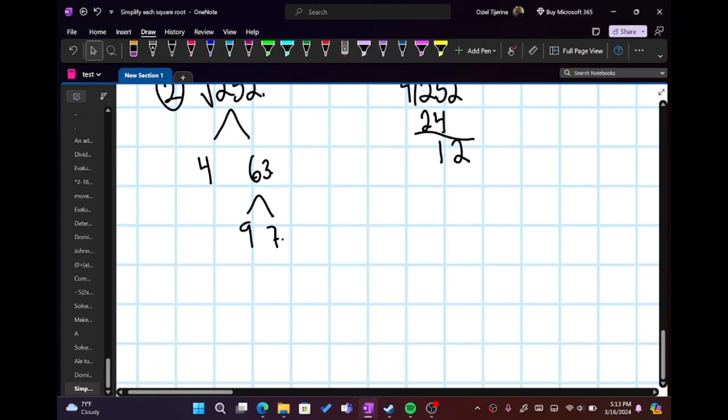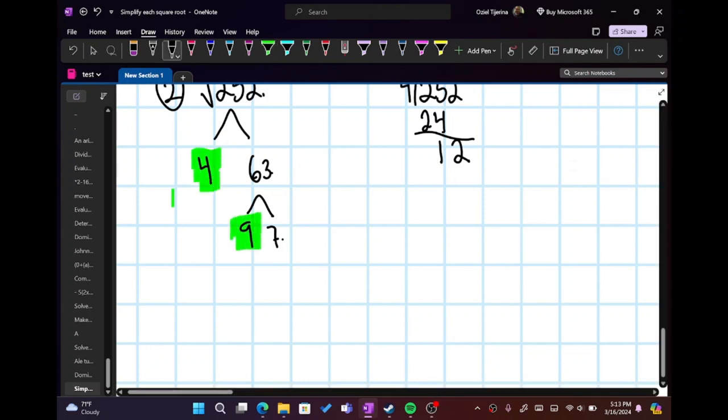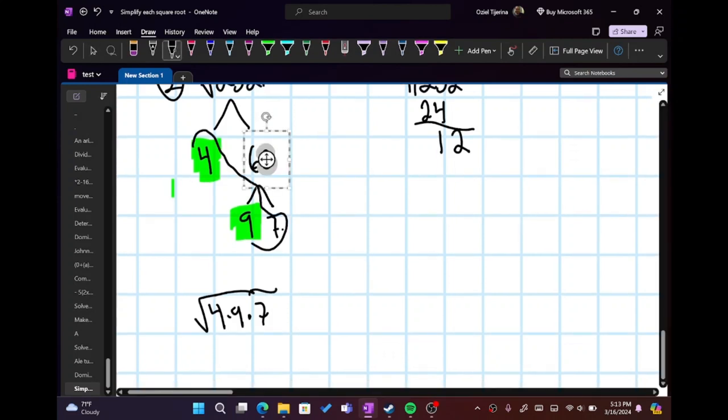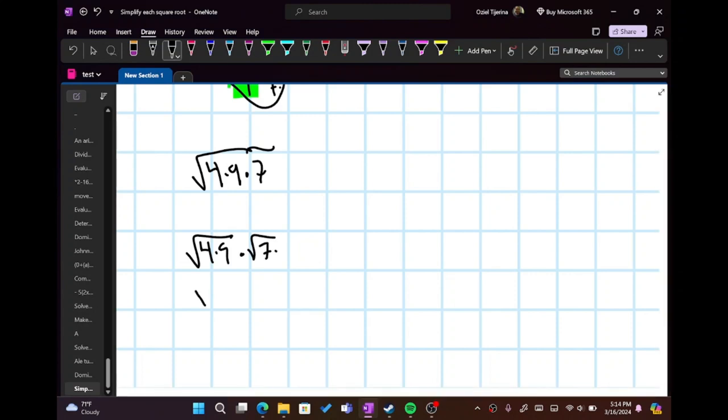And we know that this is where we can stop because we have two numbers that we know the square root of. We have the 4 and we have the 9. In reality, you can do the square root of 4 times 9 times 7 like this. So this is equal to the square root of 4 times 9 times the square root of 7, which is the square root of 36 times the square root of 7, which is 6 square root of 7.